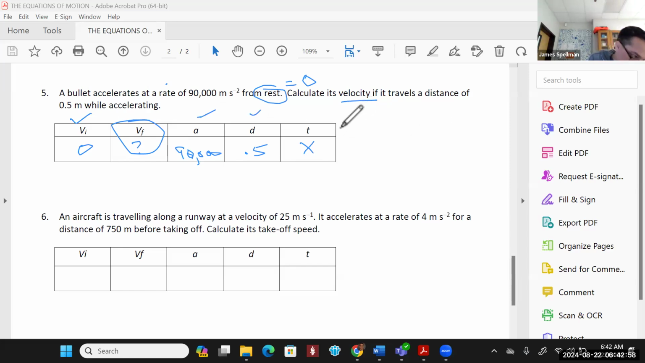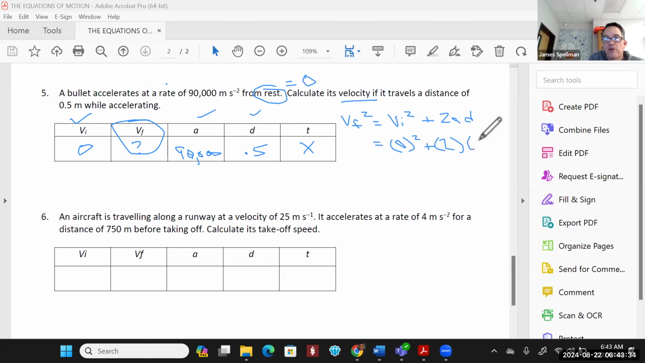And this formula is probably the hardest one to use because it requires us to do one additional little thing. And I'll probably work this whole thing out. So the formula for this one is VF squared equals VI squared plus 2AD. So we don't do anything differently as far as solving it. We're just going to plug some numbers in, but we've got to pay attention to the squares. So VI squared makes it nice and easy because it's 0 squared. And then it's plus 2 times A, and that's our big number, 90,000.